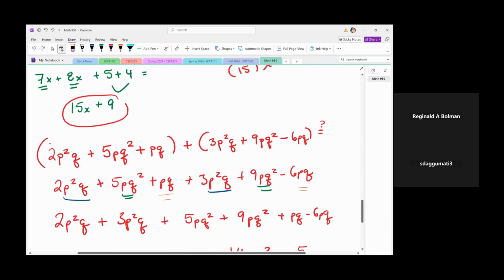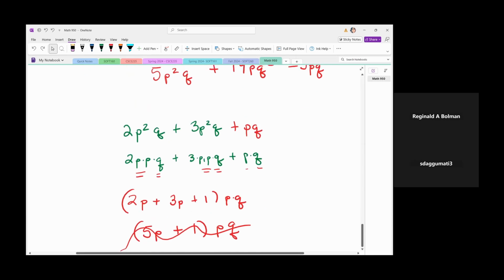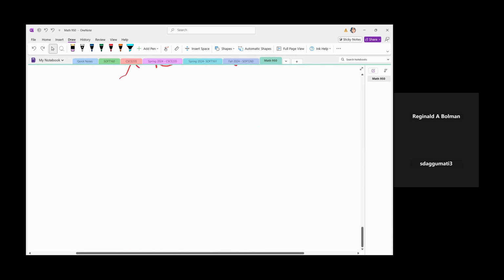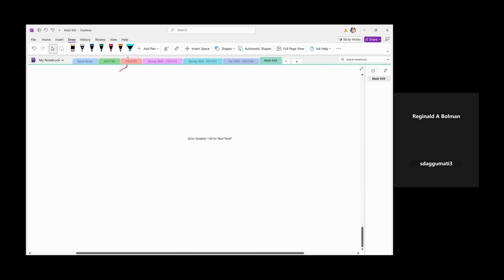Now, when it comes to these expressions, these polynomial equations that we might be adding with one another, suppose that instead of adding these expressions, we actually have a subtraction scenario happening.